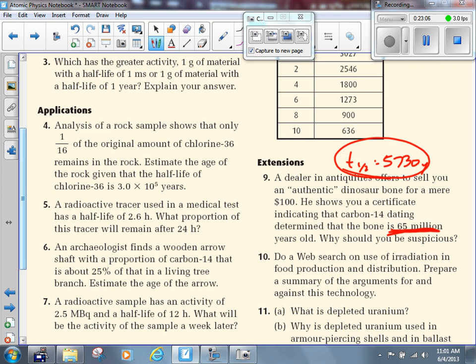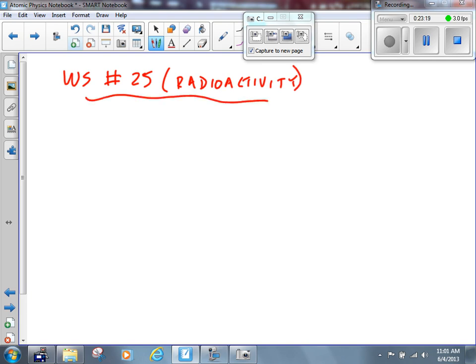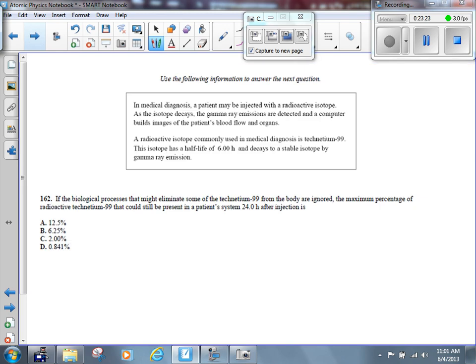What I will do, before we move on actually, is assign worksheet number 25 on radioactivity. We're not going to work on that right now, but you may very well have a little bit of time to work on that down the road in today's class. I would like you to work on this question right now, though. We'll give you a minute or two to see what you can do with this question, question 162 in your worksheet booklet.